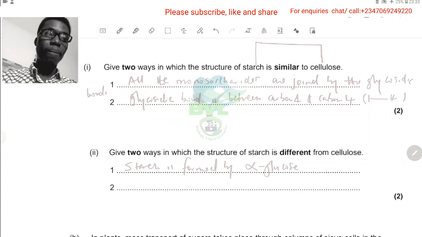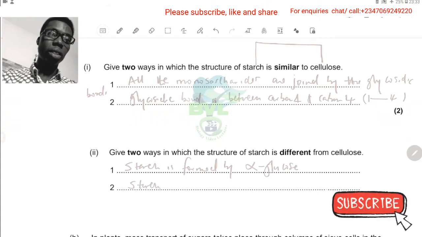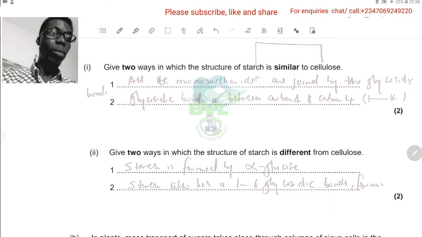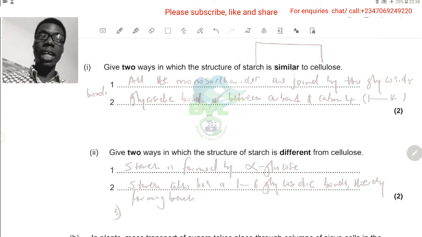Then starch also has 1 to 6 glycosidic bonds, thereby forming branches.